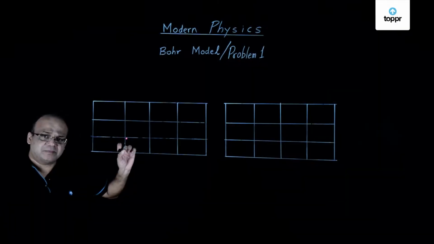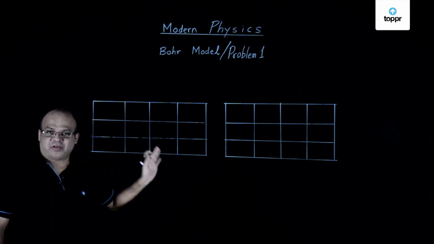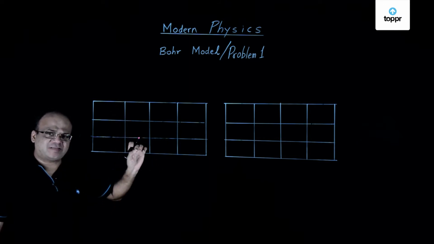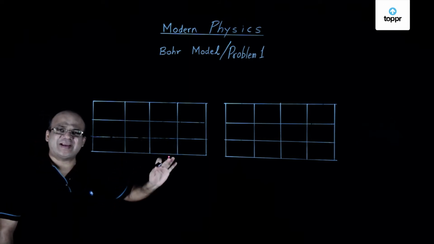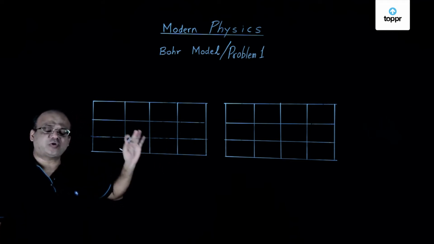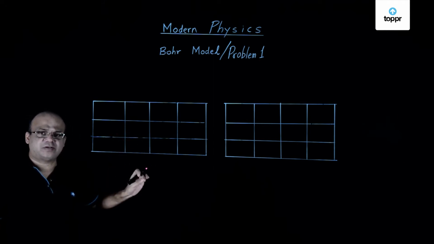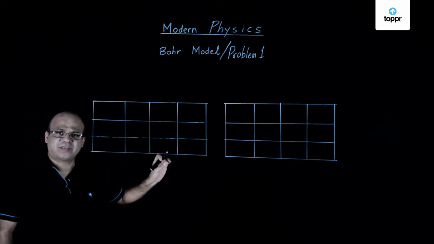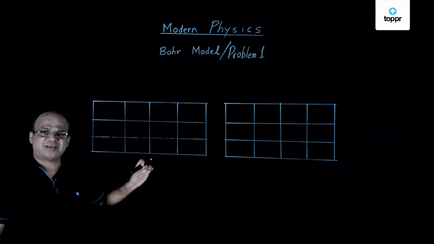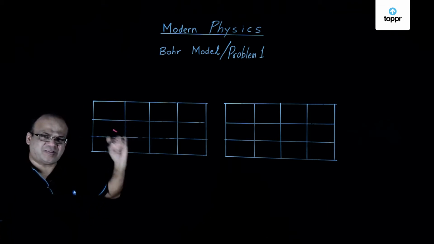Now in this lesson, we are going to solve one problem on the Bohr model. The question is, what will be the kinetic energy, potential energy and total energy in the first and second orbit of hydrogen if potential energy in the first orbit is taken to be 0? So this is the question.